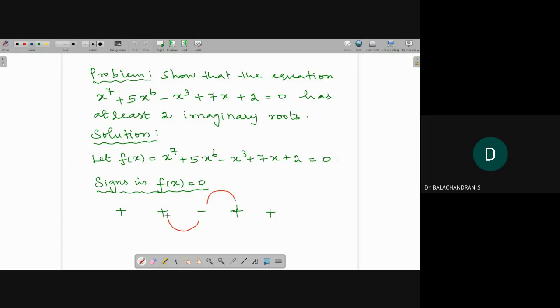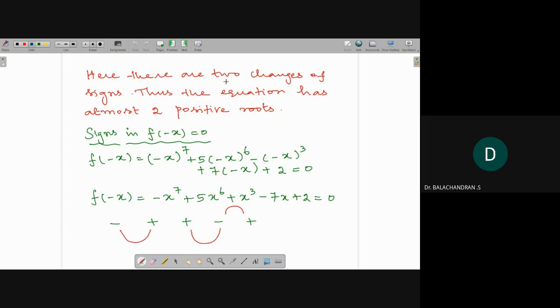So the sign changes from positive to negative. So there is one sign change from negative to positive. There is one more. So there are two sign changes. So here there are two changes of signs. Thus the equation has at most two positive roots.